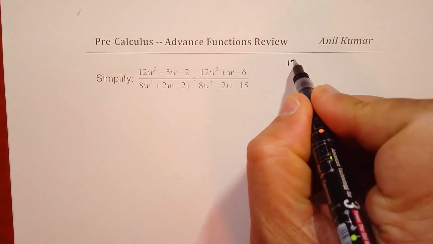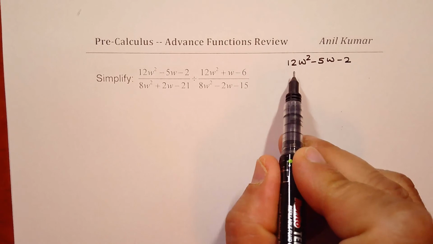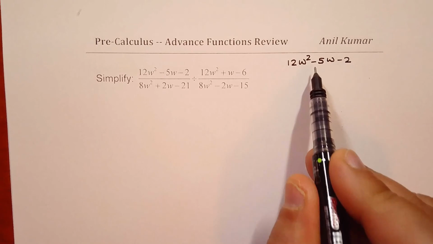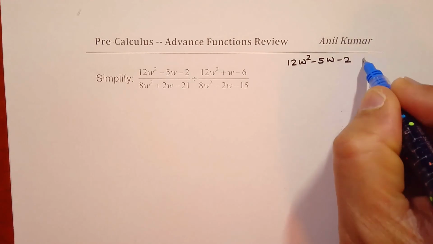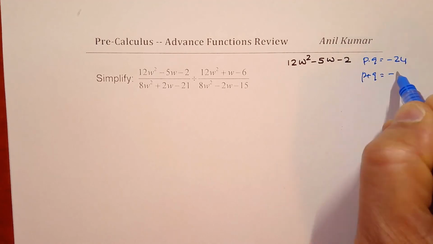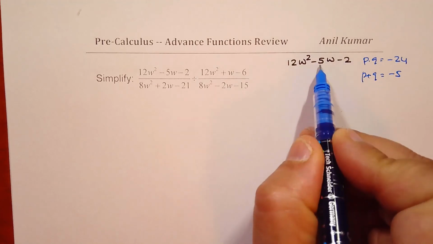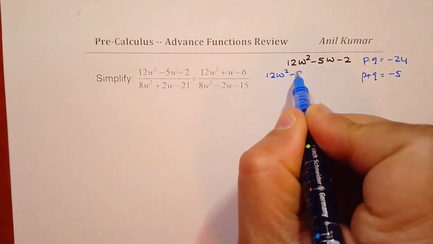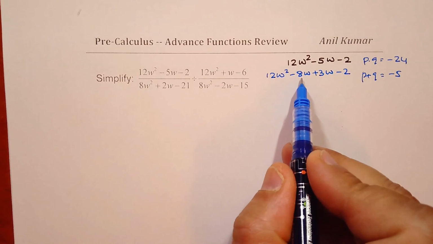12w square minus 5w minus 2. To factor, we can use product and sum. Product is minus 24, sum is minus 5. So what two numbers, let us say P and Q, will give you a product of minus 24 and a sum of minus 5? This is what you have to figure out. 8 and 3, perfect. So you can split 5 as 8 and 3. So we can write this as 12w square minus 8w plus 3w minus 2. Minus 8w plus 3w is minus 5.